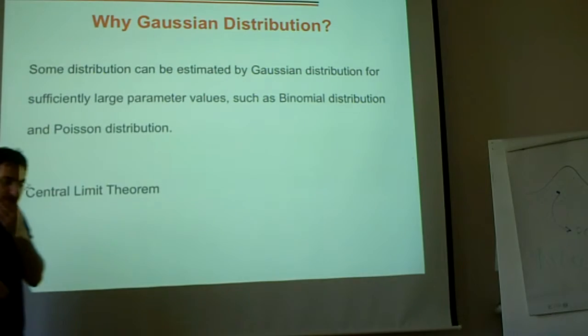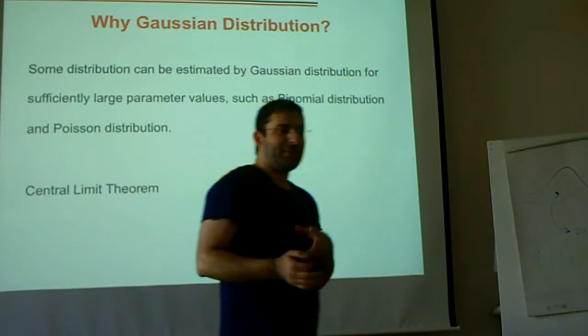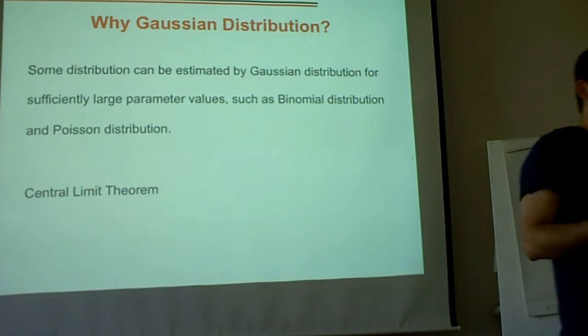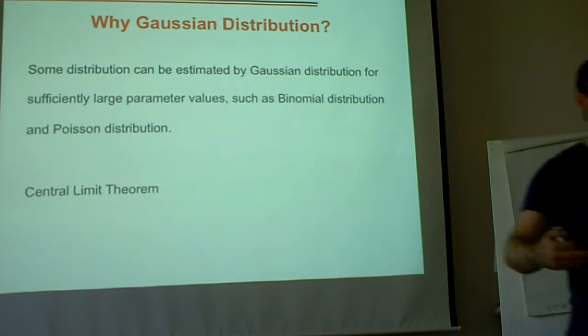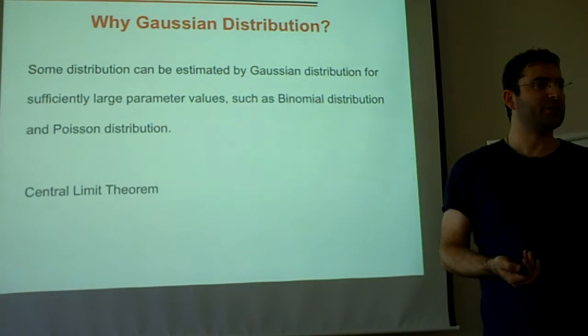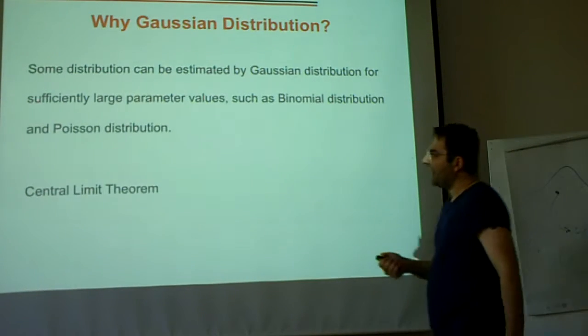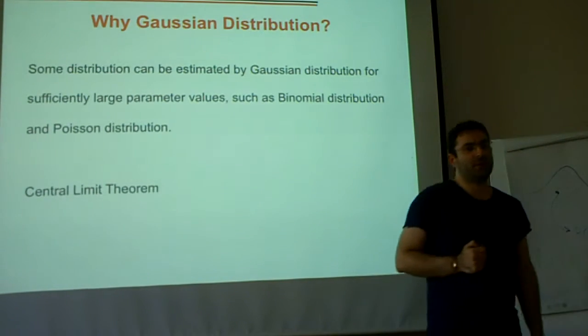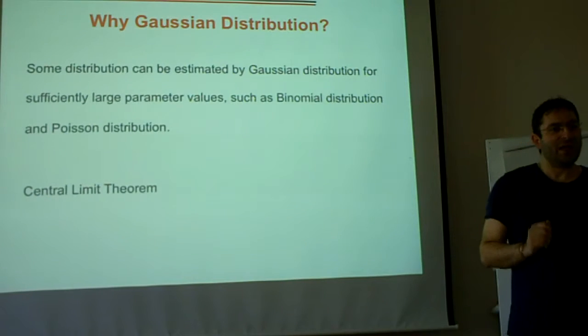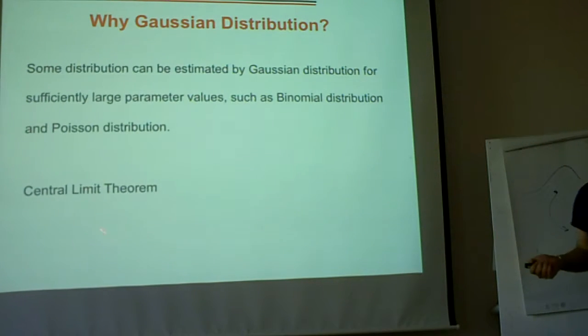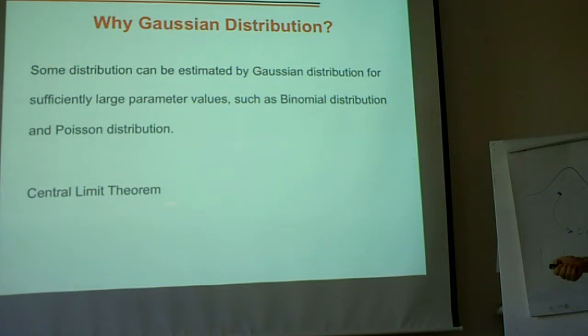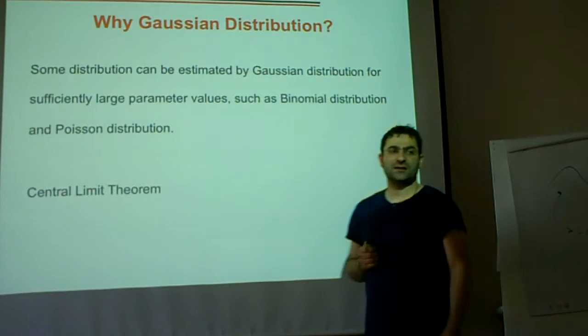Now, apart from the beauty of the Gaussian distribution, which is a very natural distribution, it has several other important properties. And this important property is something we call the central limit theorem. Now let's see what the central limit theorem is.